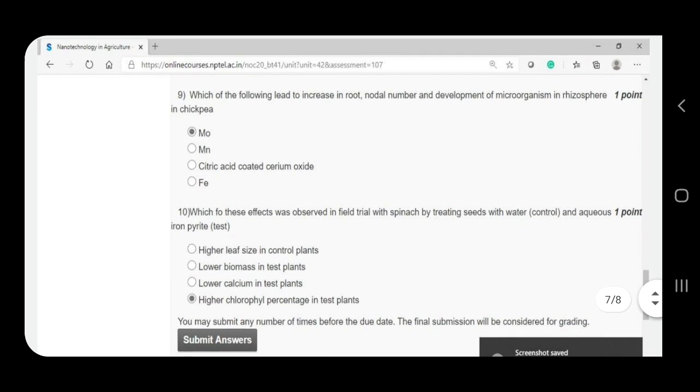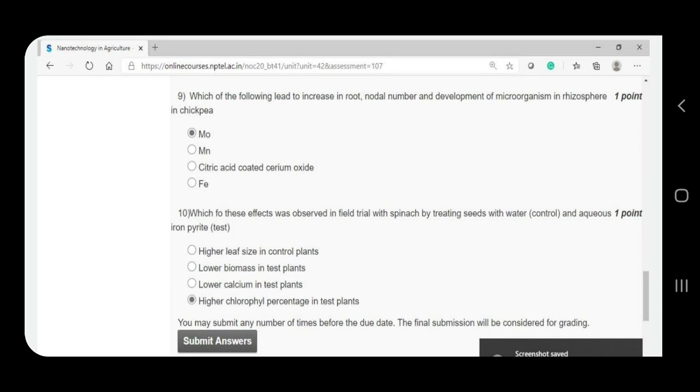Question number 9. Which of the following lead to increase in root, nodal number and development of microorganism in rhizosphere in chickpea? Answer is A. MO. Question number 10. Which of these effects were observed in field trial with spinach by treating seeds with water and aqueous iron pyrite? Answer is D. Higher chlorophyll percentage in test plants.